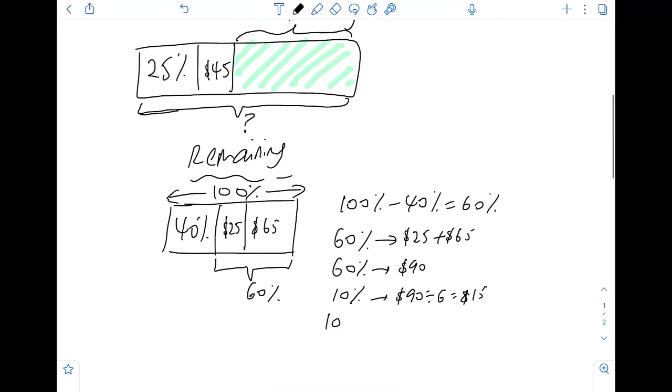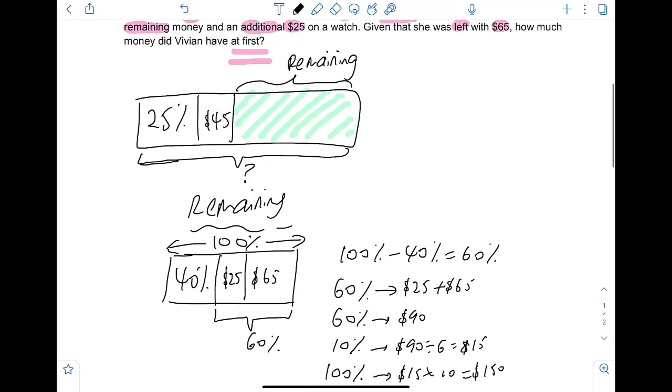So 100%, meaning the remaining amount of money, 15 times 10, because from 10 to 100 is a multiplication of 10. They do the same thing here. So $150. Alright. So the remaining section over here is $150. So I know remaining will be 150. How much did she have at first?